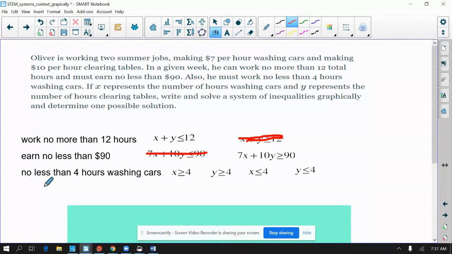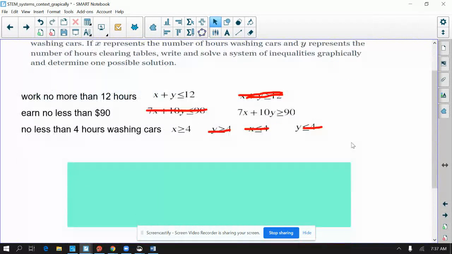And lastly, no less than 4 hours washing cars. Which one of these represents no less than 4 hours washing cars? Well, first of all, we can get rid of the y situation because y represents the amount of hours clearing tables. So x is how many hours he spends washing cars. Do I want that to be more than 4 hours, or less than 4 hours? It says no less than 4 hours, so I don't want it to be less. In other words, he wants to spend at least 4 hours washing cars. Boy, that guy loves cars.